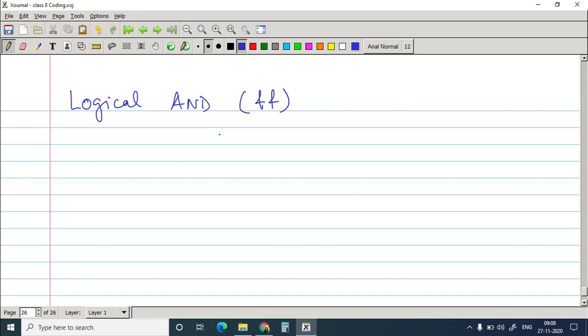Suppose A is equal to 13, B is equal to 15, and C is equal to 14. If I have A greater than B and B greater than C, let's see what happens. Is A greater than B? No, false. Is B greater than C? True. But since one false is there, the final outcome will also be false. So not a single false can be there to get a final true outcome.